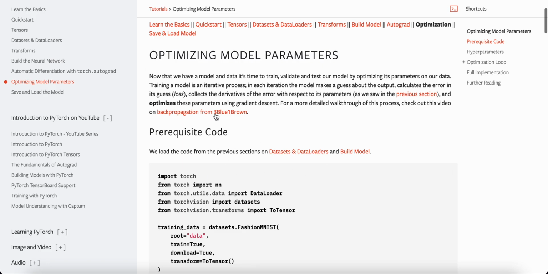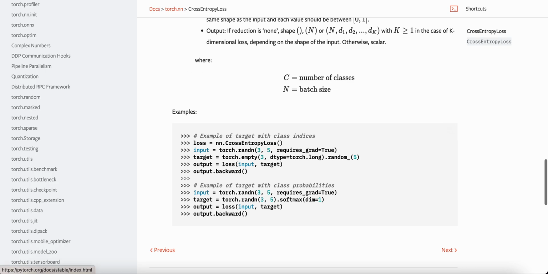Everyone. So in this video, we're going to look at cross entropy, and I think I now understand how cross entropy loss is calculated. For us to be able to go through this optimizing model parameters chapter, we need to fully understand how cross entropy is calculated and everything around it.